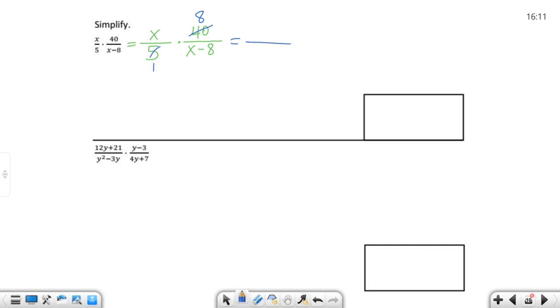So then I come over here and say, okay, what's left over? Well, I have an x and I have an 8. So this is 8x, and then I have 1 times anything is anything. That's x minus 8. So x minus 8. This is my final answer.